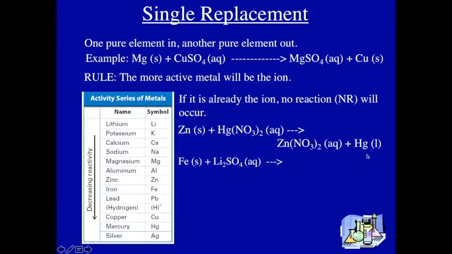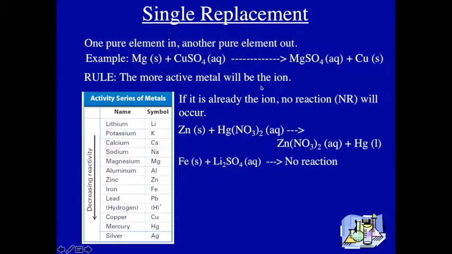In this case, iron is the metal that is not an ion. Lithium here has a +1 charge. It already is an ion in lithium sulfate. In this particular case, no reaction would occur because lithium is already an ion and the more active metal will become the ion.